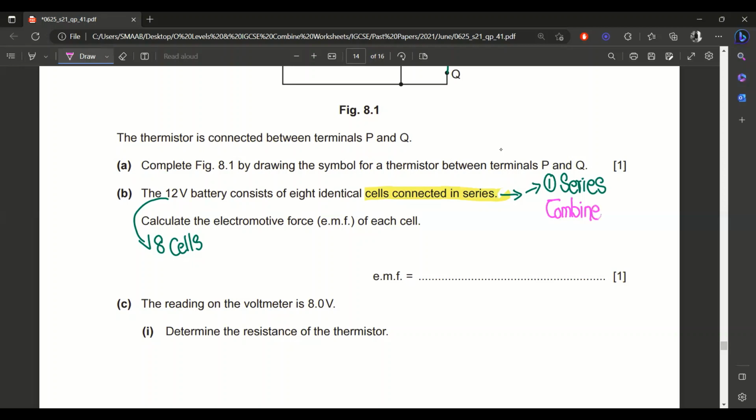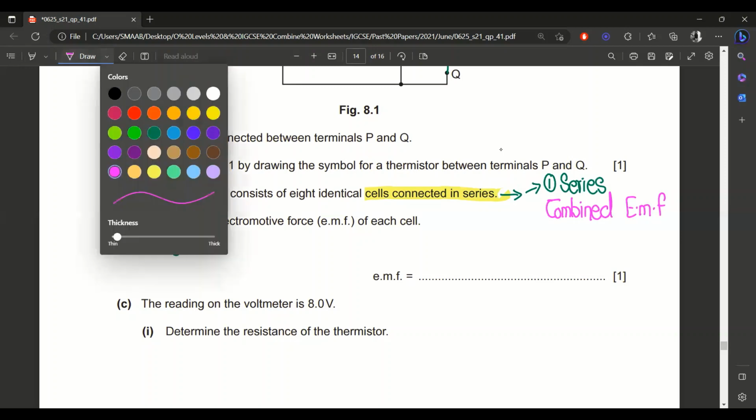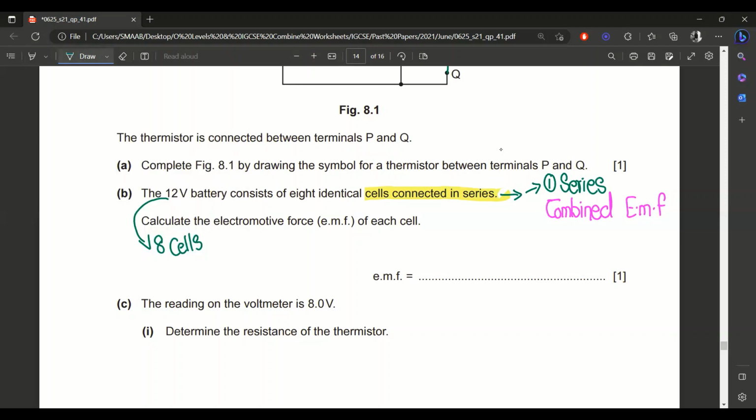So we use the concept of combined EMF, right? And the second concept, if we are using cells in parallel combination, just like in our remote control, mostly we use the parallel combination. So in parallel combination, EMF will remain the same.